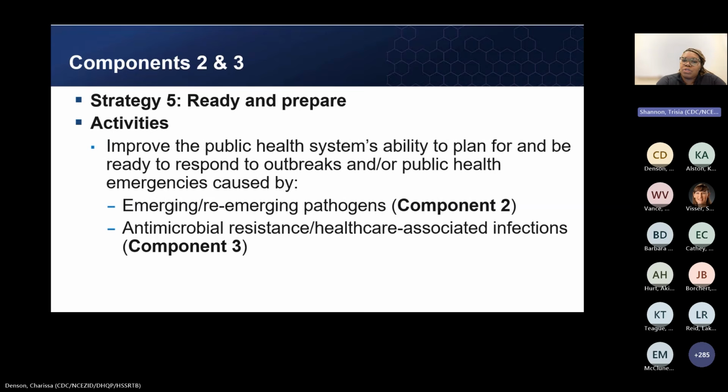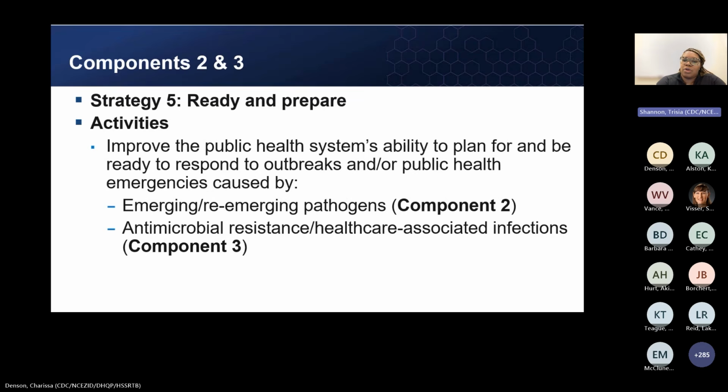The next strategy under components 2 and 3 is strategy 5, which is ready and prepare. The goal of this strategy is to strengthen the public health system's ability to anticipate, prepare for, and respond to infectious disease threats. Through this strategy, recipients may support activities that improve planning, preparedness, coordination, and response readiness across healthcare and public health systems. Organizations should consider how their expertise, partnerships, and networks can support preparedness efforts and improve the ability of healthcare and public health systems to respond effectively when challenges arise.